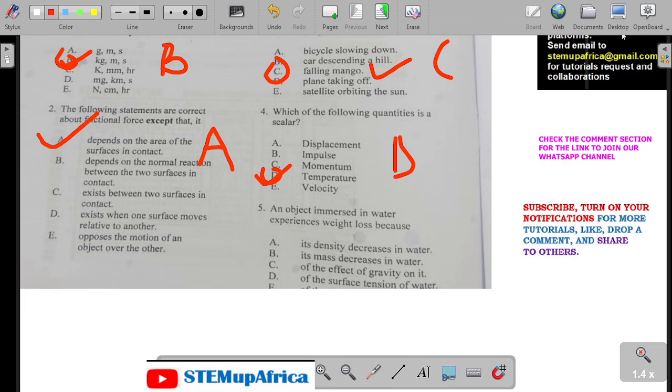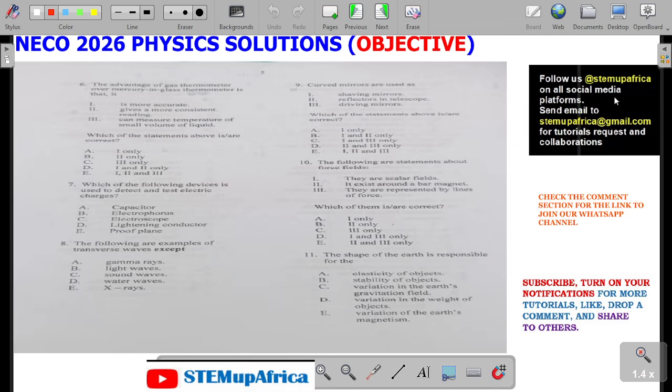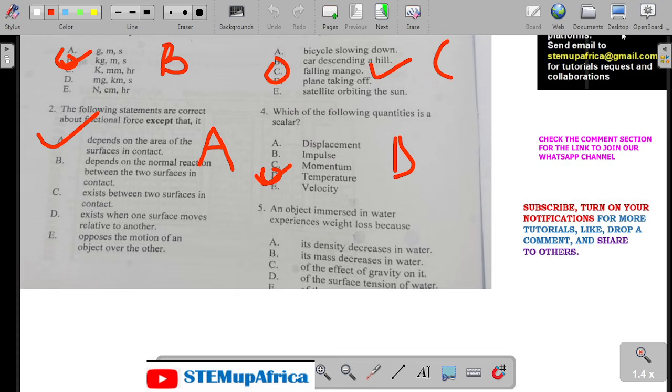Number 5, when an object is immersed in liquid, it experiences weight loss. Yes, of course. When you put a heavy object in water and lift it, it will become lighter. Why is it so? Because of the surface tension of the water? No, that's not true. The mass decreases in water? Let me check option D. Option E is not there. Number 5, I think none of these is the answer. I can't see option E right now, but I will advise you go with E.